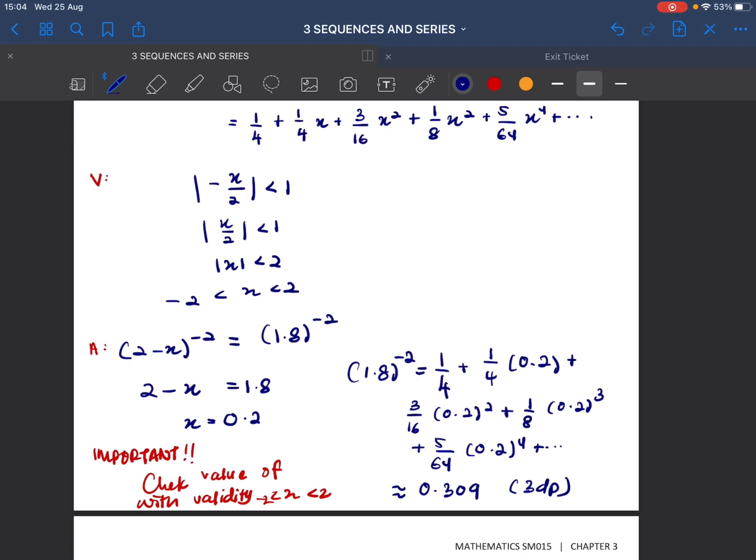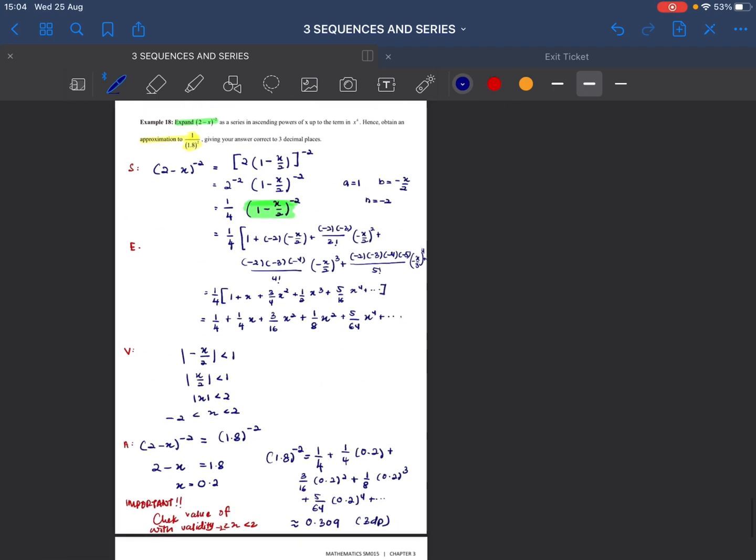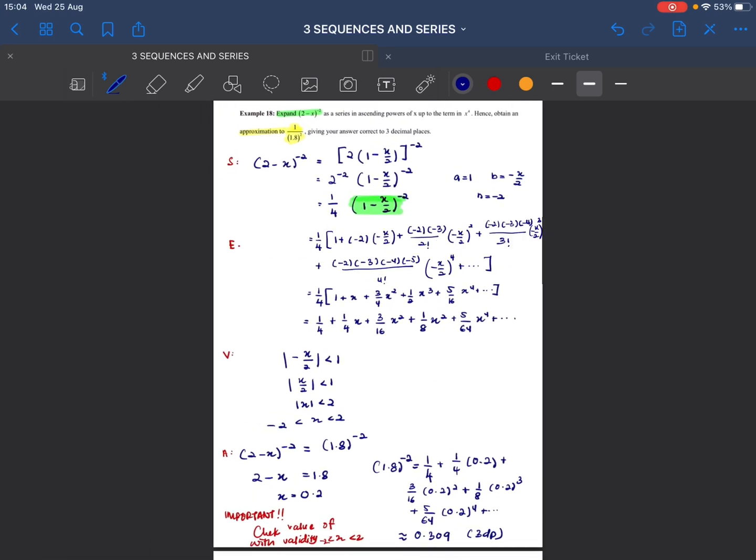There it is. We will have 0.309, which is 3 decimal places as what the question asked. Okay? So, memang complicated sikit saja, but as long as you know how to find your x, then it is fine. Okay.